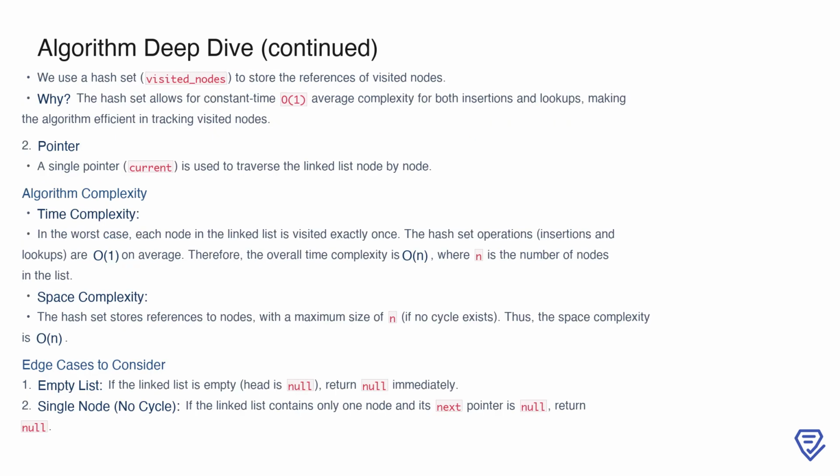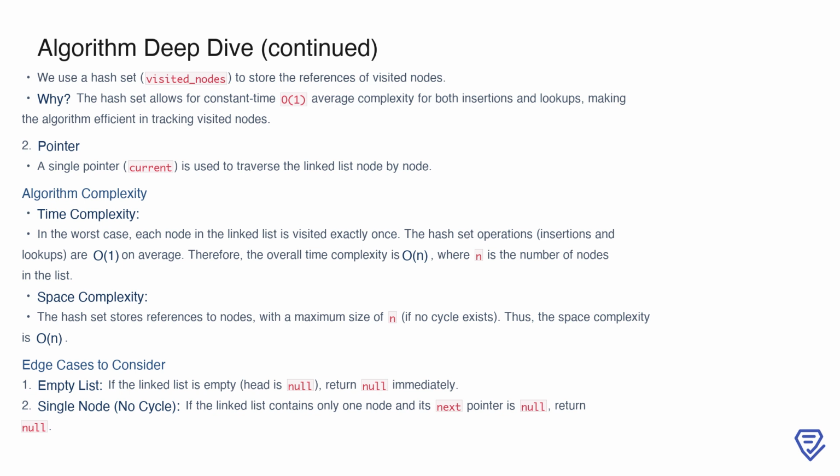To implement this approach, we use two primary data structures. First, the hash set, visited_nodes, is used to store references of all visited nodes. This choice is deliberate because the hash set's average time complexity for insertions and lookups is constant, or O(1), making it efficient for tracking nodes during traversal.